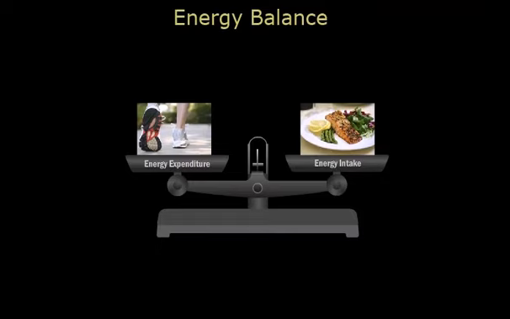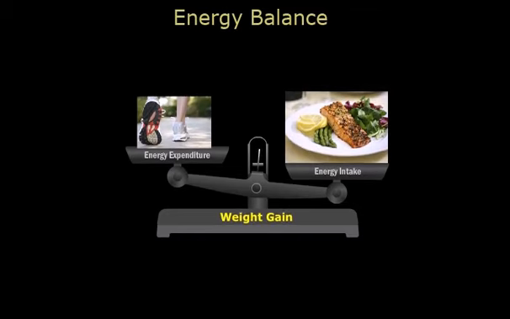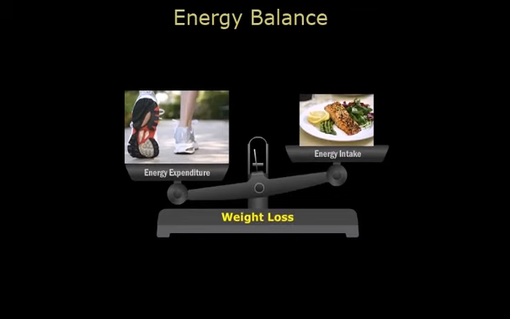For example, the body can respond to the recent consumption of a meal by signaling the brain to decrease appetite. However, a sustained imbalance of energy in favor of energy consumption will result in weight gain, while a sustained imbalance of energy in favor of energy expenditure will result in weight loss. Let's illustrate this with a few simple examples.